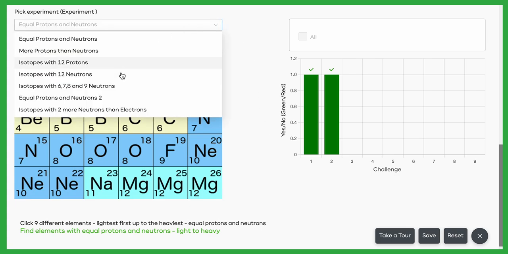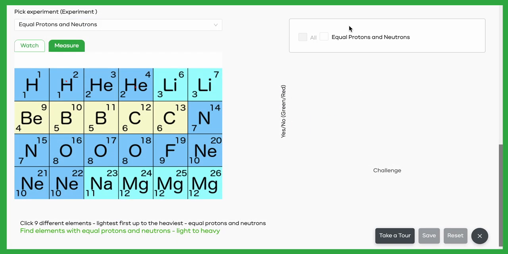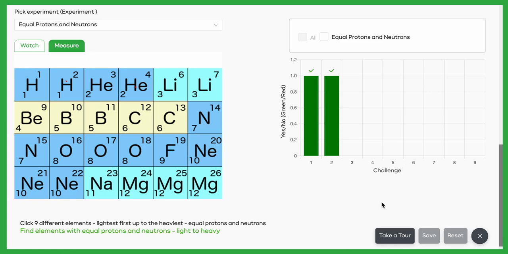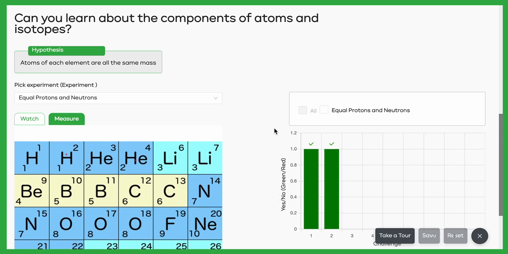Now you've got 7 different challenges, okay? Each challenge you're going to save to your box right here. And once you've saved them all and gotten all correct green bars, then you can move on and do your evaluate and write up your lab report. So learn about the components of atoms and isotopes in this Smart Science Lab about atomic structure.